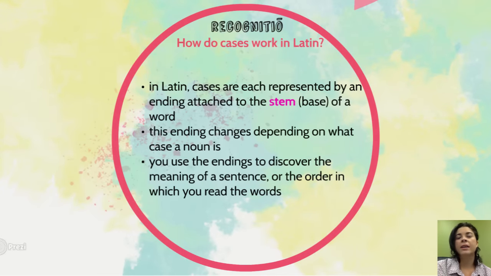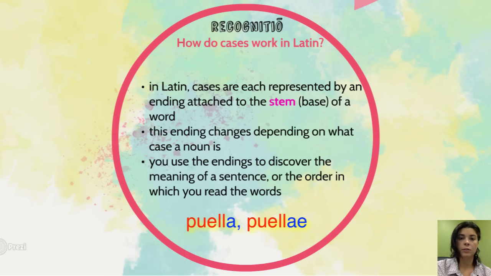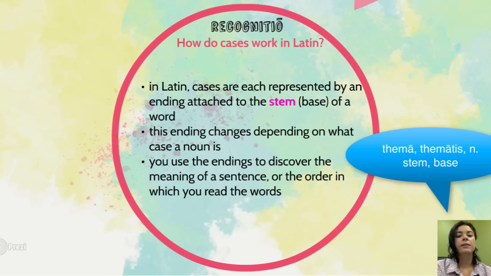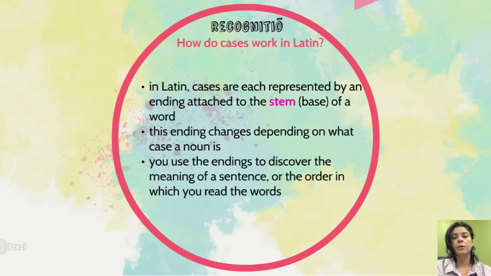So let's think about then, how do these cases work? In Latin, these cases are each represented by an ending attached to a stem, which is the base of a word. So when you take an ending off of a noun, the bits that are left that repeat over and over again, that is your stem or your base, or thema in Latin. This ending that we'll add to this base or thema changes depending on what case the noun is. And then that case tells us what the noun is doing in the sentence. So, for example, if you have a nominative ending attached to a word, then you know it's the subject of that sentence.